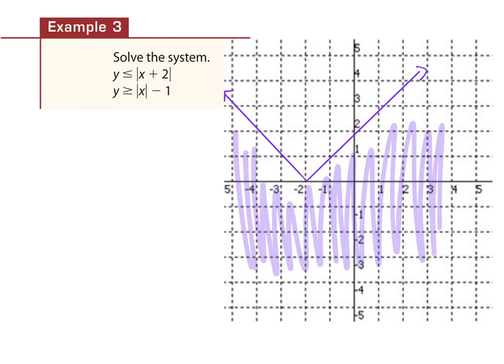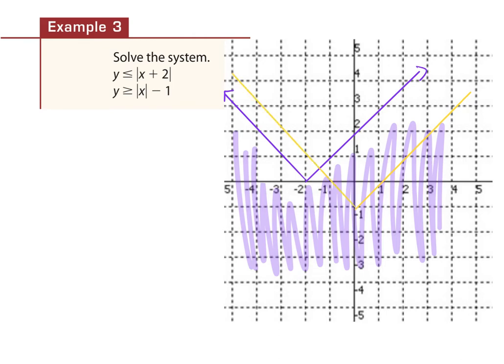If I look at the next one, absolute value and then a -1, which means I'm going to start at 0, and I'm just going to go down 1. And then I'm going to draw that V at the -1 position. And then I'm going to decide solid or dash. In this case, it's again solid. And this is going to cross over my other V, which is fine.